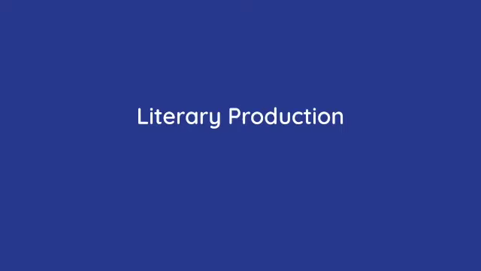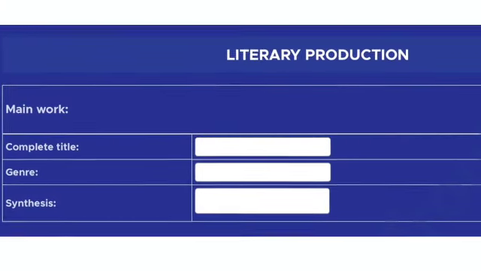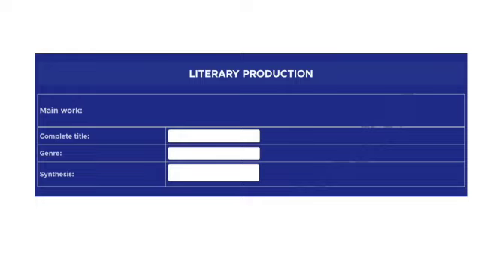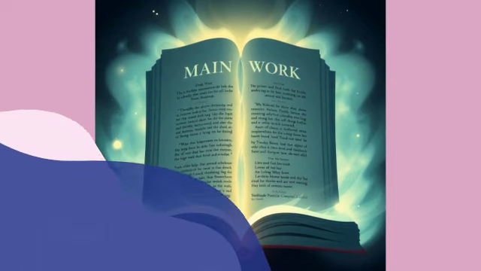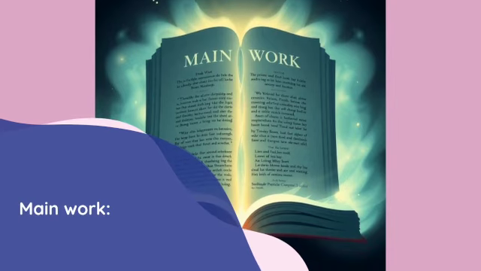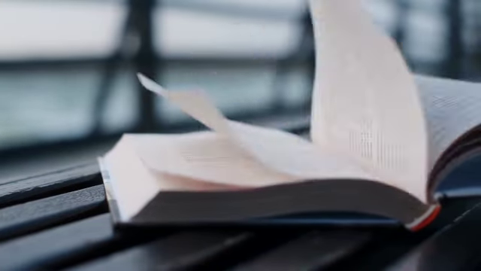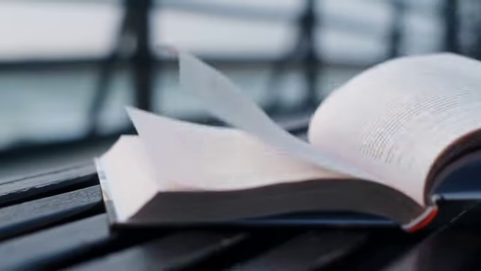Now let's move to the literary production section. We have to fill out 3 entries: main work title, genre, and brief synthesis. The main work can be any book by the author that you are focusing on in your class. It doesn't have to be their most famous work.